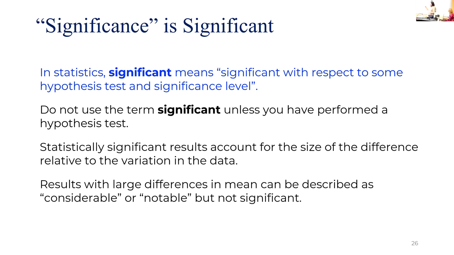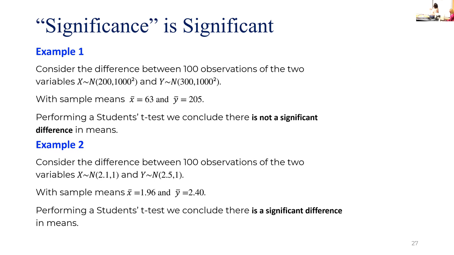And I'll use an example here, right? I've got two examples. I've got 100 observations from two different variables. Just think of it as two columns, okay? One of the columns, my average is 200, but it's really, really spread out. And my other column, the average is 300, but it's really, really spread out. And my difference in sample means between these two columns is 63 in the first column and 205 in the second column. All right. Now, the difference between 63 and 205 is really big, right?